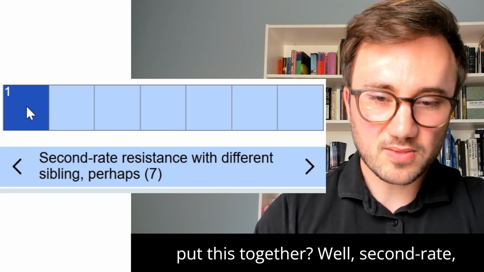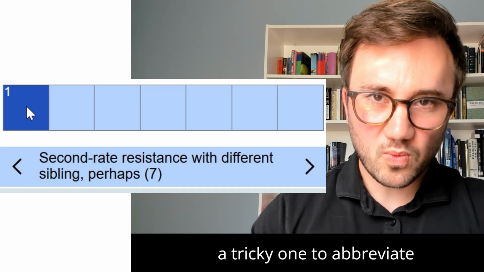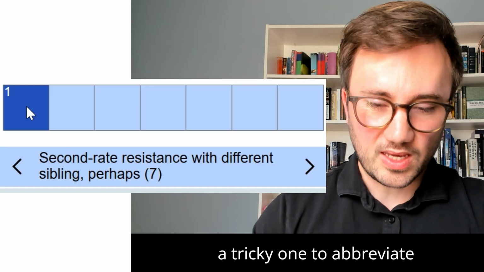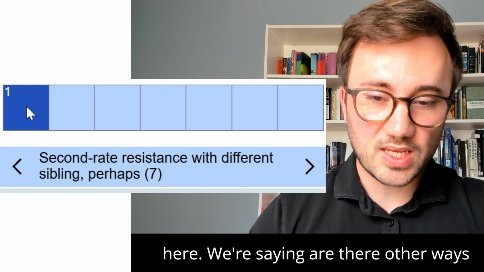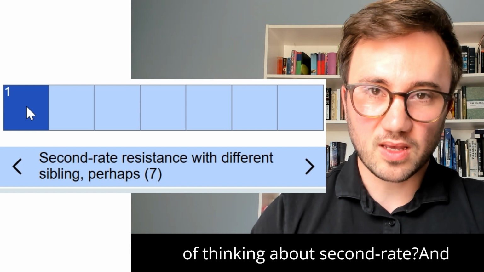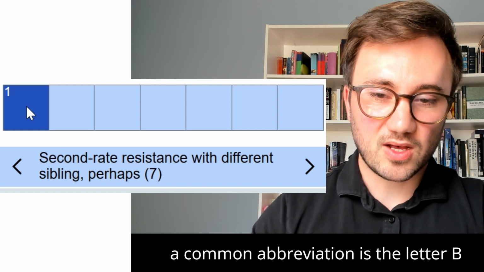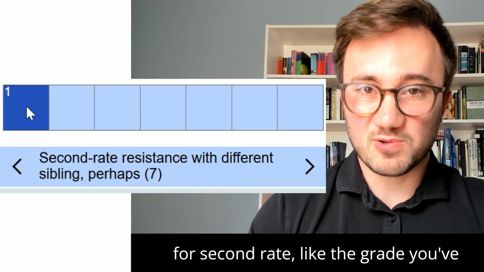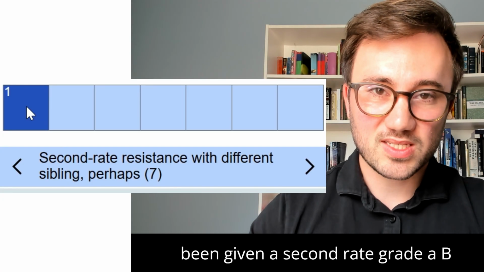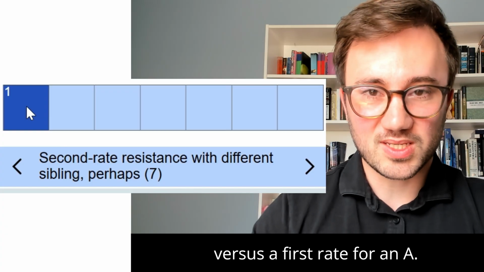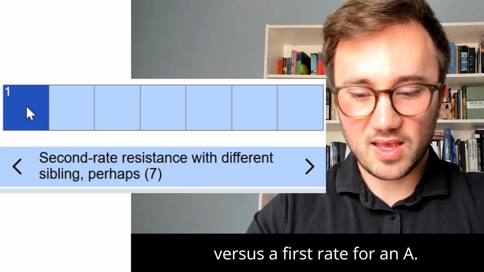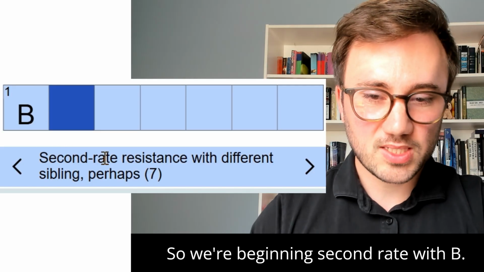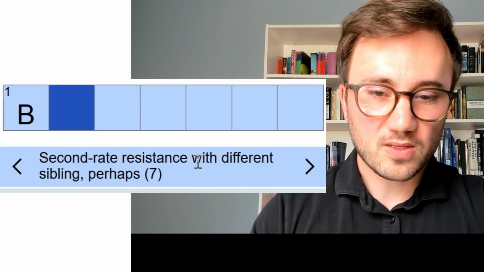Well, second rate, a tricky one to abbreviate because that's really what we're doing here. We're saying, are there other ways of thinking about second rate? And a common abbreviation is the letter B for second rate, like the grade. You've been given a second rate grade, a B, versus a first rate for an A. So we're beginning second rate with B.